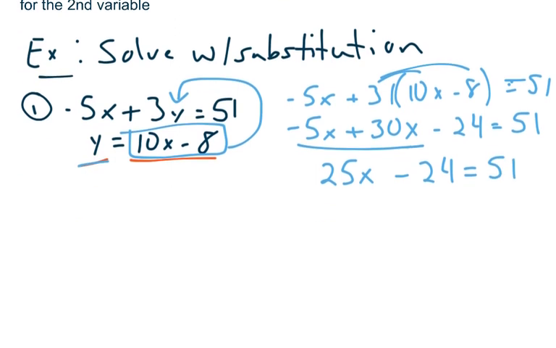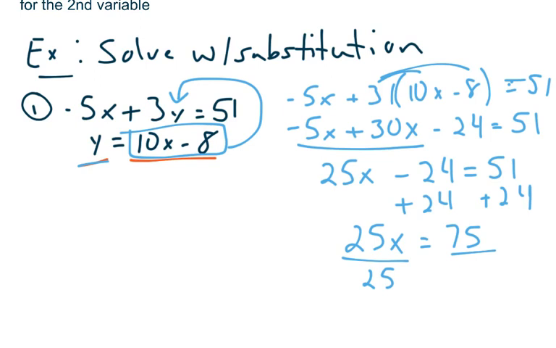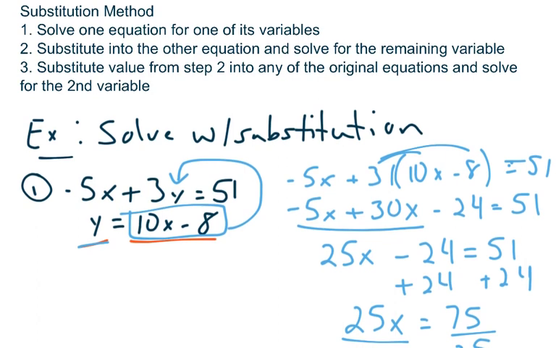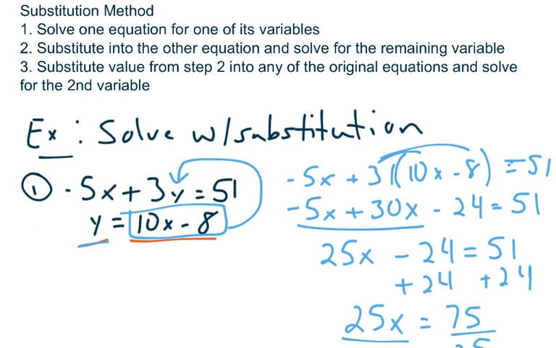Okay, we're still in step two. Two-step equation, so we need to add 24 to both sides. Plus 24, plus 24, 25x equals 51 plus 24 is 75. Now it's a single-step equation, just need to divide both sides by 25. 75 divided by 25. Think about money. If I have 75 cents, how many quarters is that? That would be 3. Okay, so there's step two. Substitute into the other equation and solve for the remaining variable.